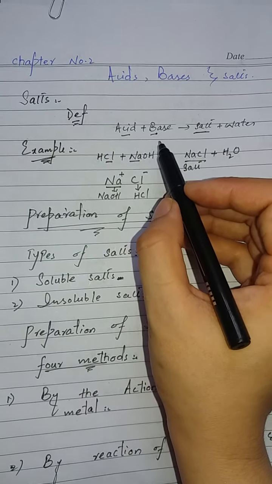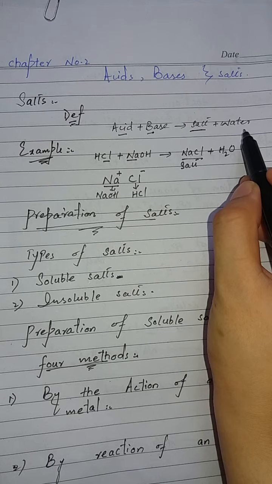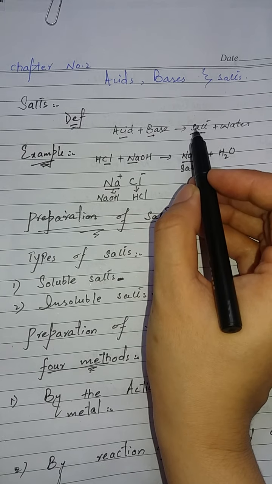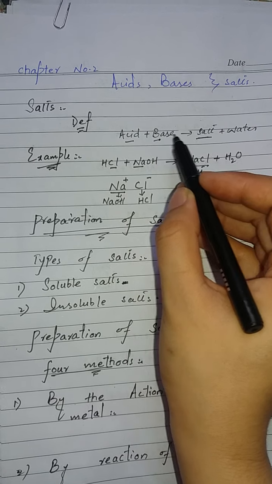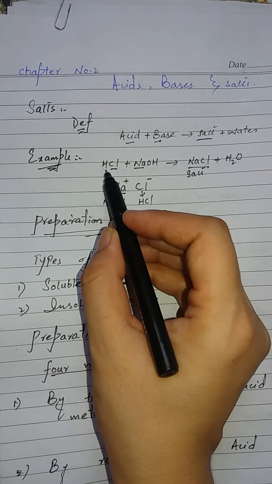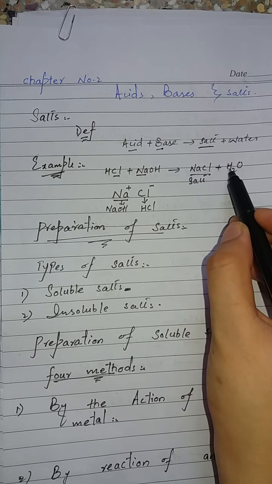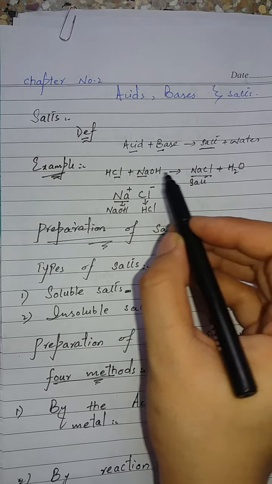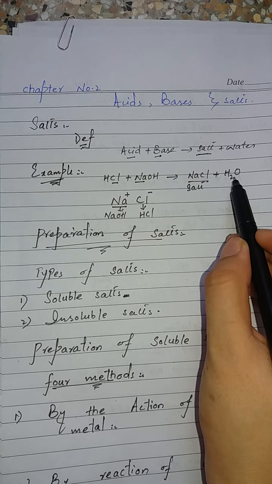Next topic is salt. When an acid reacts with a base, it forms salt and water. So salts are formed by the neutralization reaction of an acid with a base. When an acid such as HCl reacts with a base such as NaOH, it forms salt and water, such as NaCl and H2O.